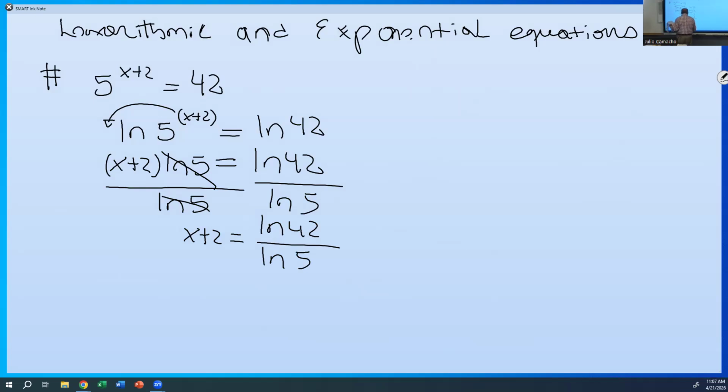The next step is I will subtract 2 from both sides because I need to solve for x. I need to isolate this x. Because it's x plus 2, I will subtract 2 from both sides. And I have that x is equal to the natural log of 42 over the natural log of 5 minus 2.